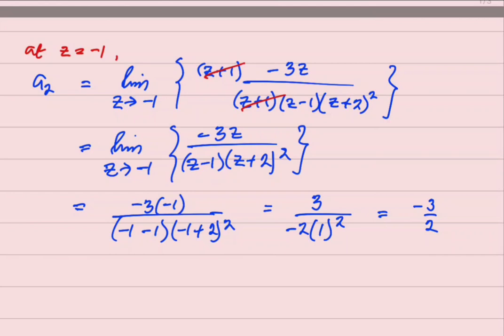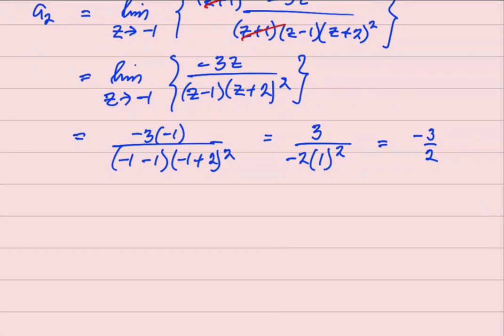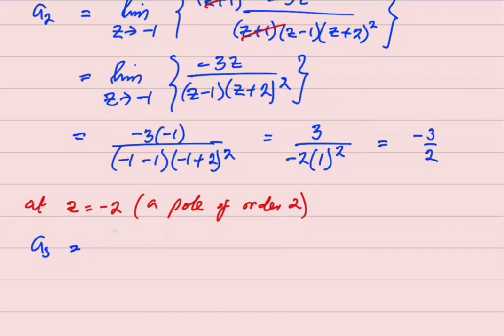Now let's try to calculate the residue when z is equal to minus 2. At z is equal to minus 2, this is a pole of order 2. So the residue A3 will now be equal to the limit.